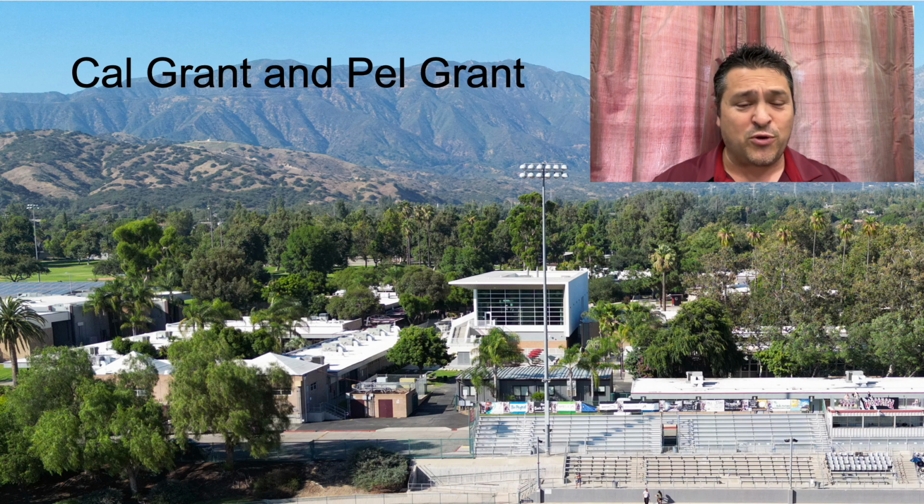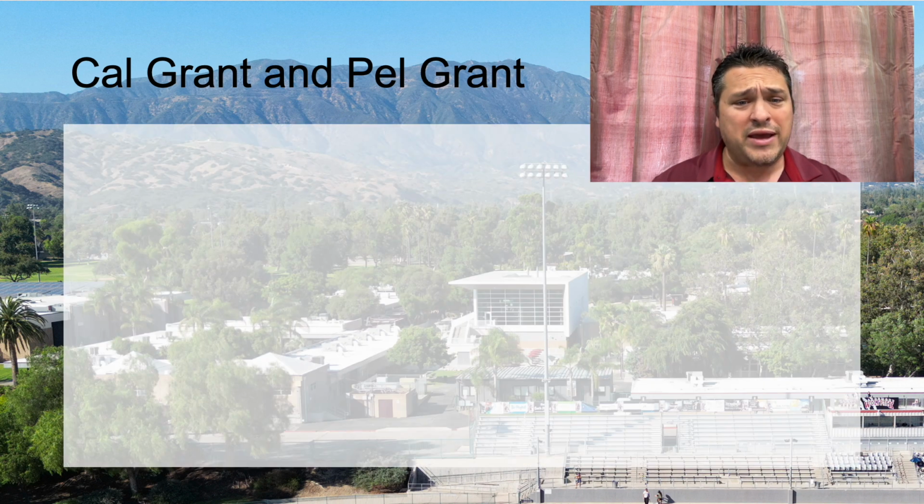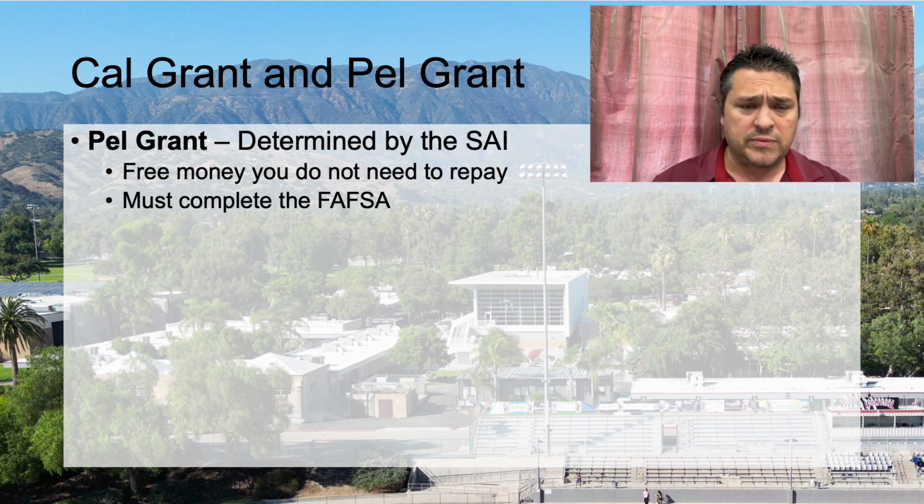Under the grant category of financial aid, there are two main components that will make up a typical student's financial aid offers. The first is the Pell Grant. The Pell Grant is money that you do not need to repay, and it is determined by the Student Aid Index once you complete the FAFSA.